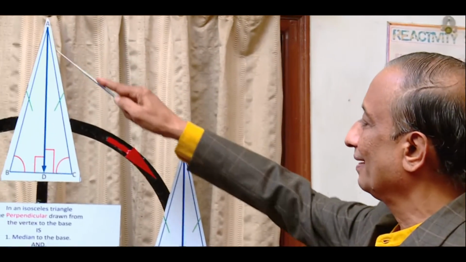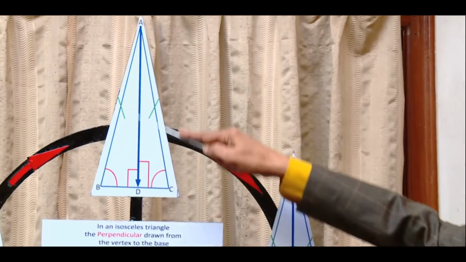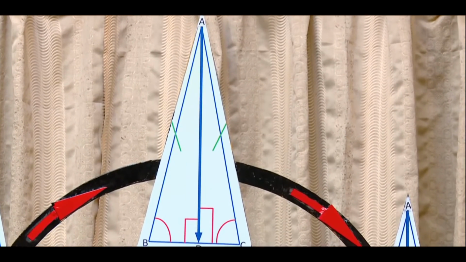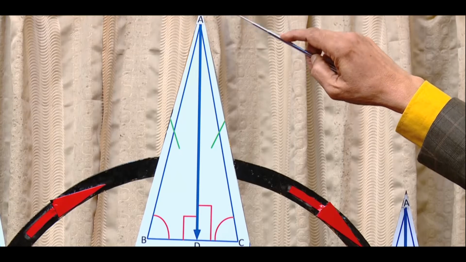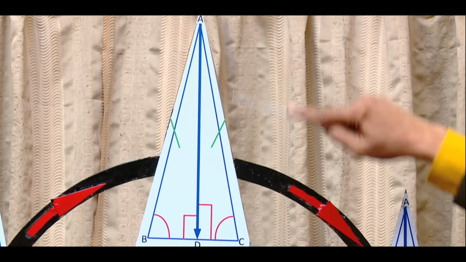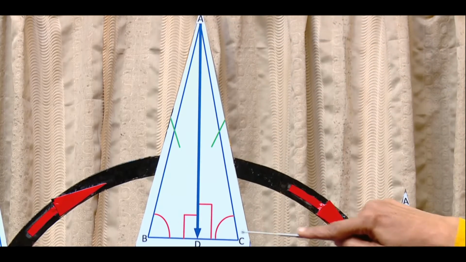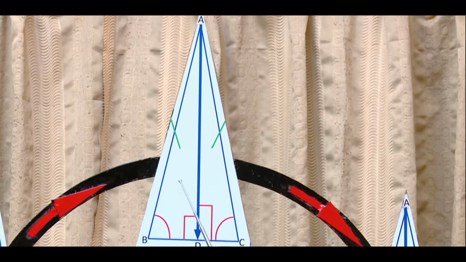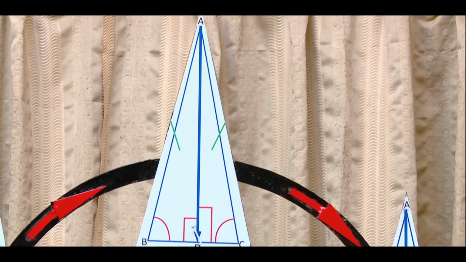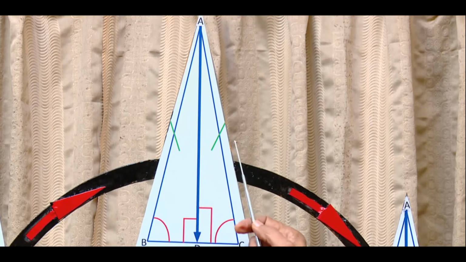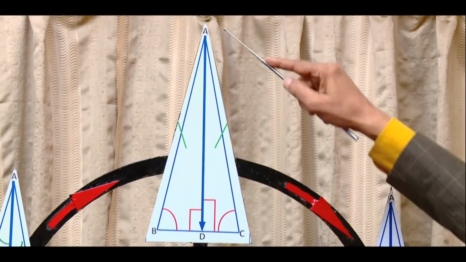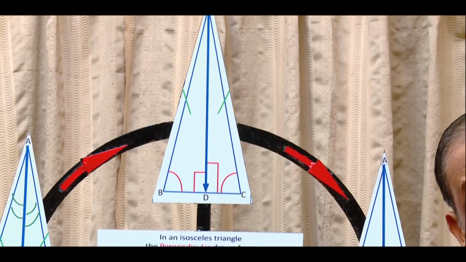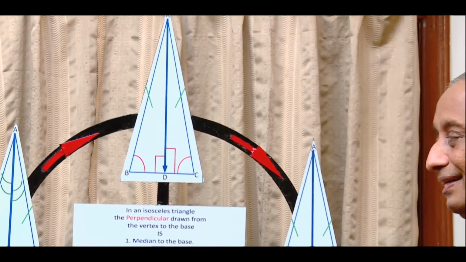Here is an isosceles triangle with AB equal to AC. Therefore, angle B and angle C are equal. Now imagine a perpendicular is drawn from this vertex to the base. Once you draw a perpendicular like this, what will happen? When you compare these two right triangles, these two angles are equal, these two sides are equal, they are the hypotenuse, and this side is common. Therefore, these two right triangles are congruent because of the RHS criterion.